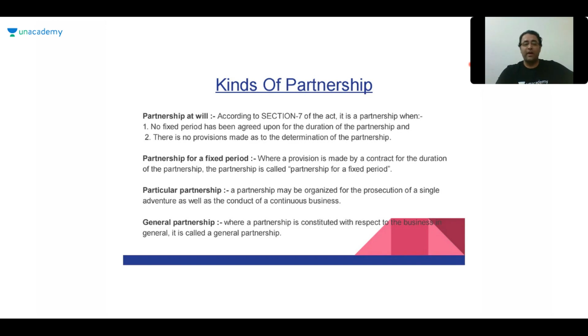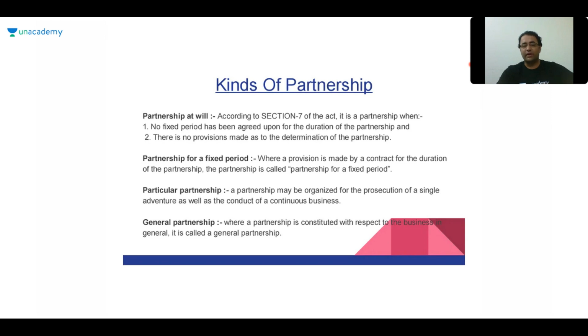Particular partnership: a partnership may be organized for the prosecution of a single adventure as well as for the conduct of a continuous business. In that case, it is known as a particular partnership. Where a partnership is constituted with respect to business in general, it is called general partnership. I have explained these points. In case there are any questions, please feel free to ask.